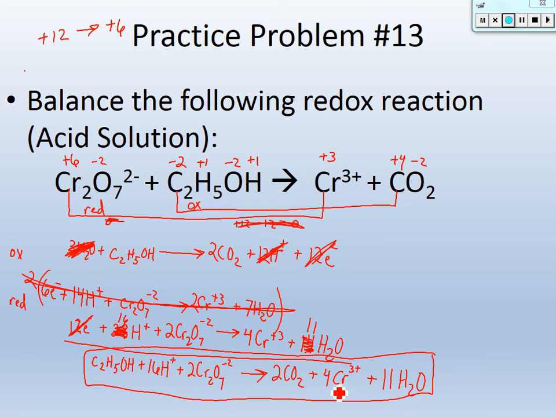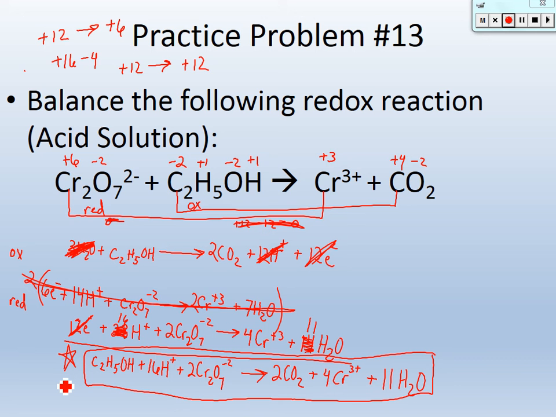Now let's look at balancing the charges. What's the charge of this molecule? 0. This one's plus 16, and this one's minus 4. So we got plus 16 minus 4. What is that? Plus 12. Let's see what's on the other side. 0. What's 4 times plus 3? Isn't that plus 12? And then water is 0, so that is our answer. Okay, we're done. Hey, that's the answer.